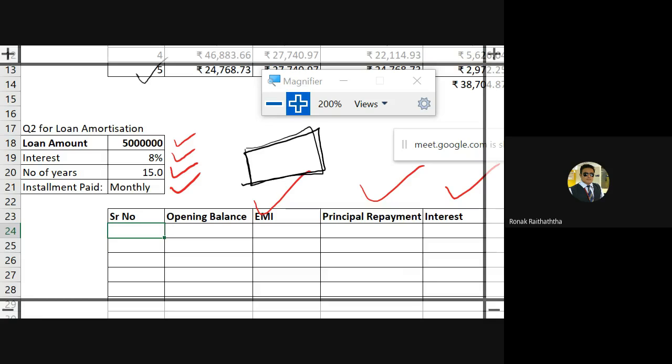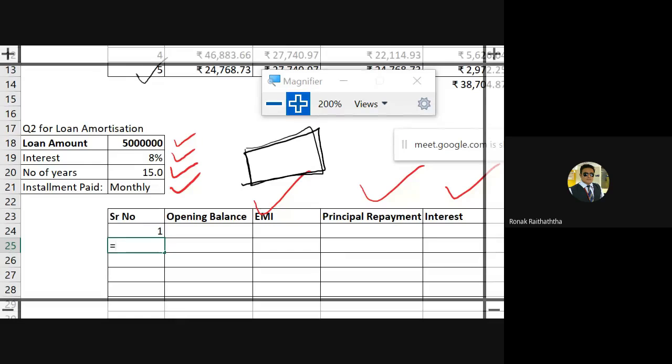For loan amortization, we have 50 lakhs of rupees. 8% is the interest. Number of years shall be 15. Installment would be paid on a monthly basis. So there would be 180 installments first of all. So I'm writing 1 there. And if you keep on writing 2, 3, 4, 5 and such things, then you will be insulting my knowledge of Excel as well, right? Sir won't be able to show his face anywhere. If you go somewhere and write 2, 3, 4, 5 like this, they will ask who taught you Excel, and they will come straight at me. So better I teach you now, okay?